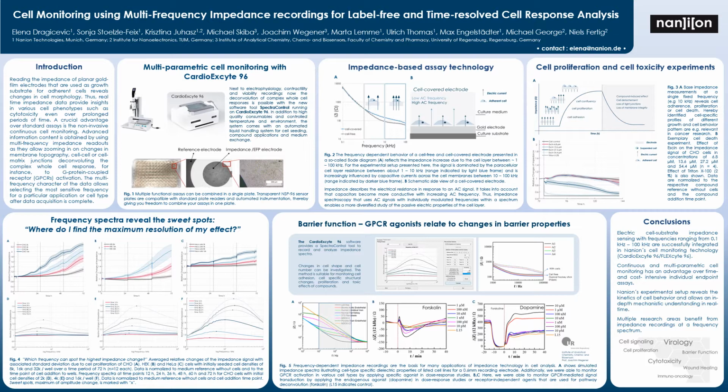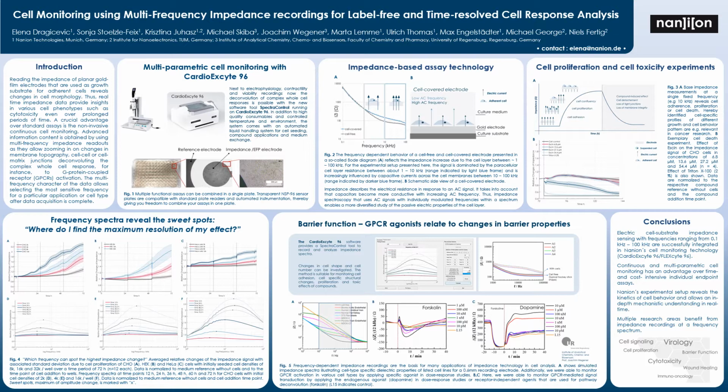Frequency spectra at time points 12, 24, 36, 48, 60, and 72 hours for CHO cells with initial cell densities of 2K for D, 4K for E, and 16K per well for F. Data is normalized to medium reference without cells and cell addition time point. So-called sweet spots are marked with X and represent the maximum of amplitude change. When focusing on barrier function research, GPCR agonists relate to changes in barrier properties as shown in Figure 5.